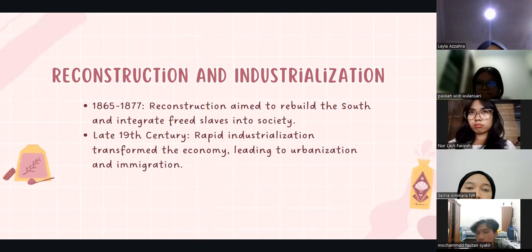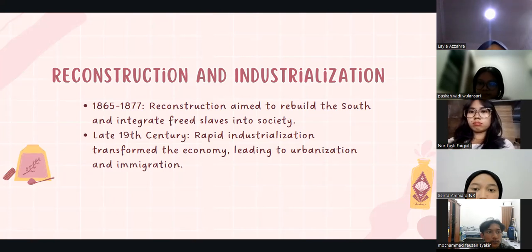During the late 19th century, the United States experienced rapid industrialization. This means that more and more factories were built and machines were used to make goods. This transformed the economy from one based largely on farming to one based on industry and manufacturing.